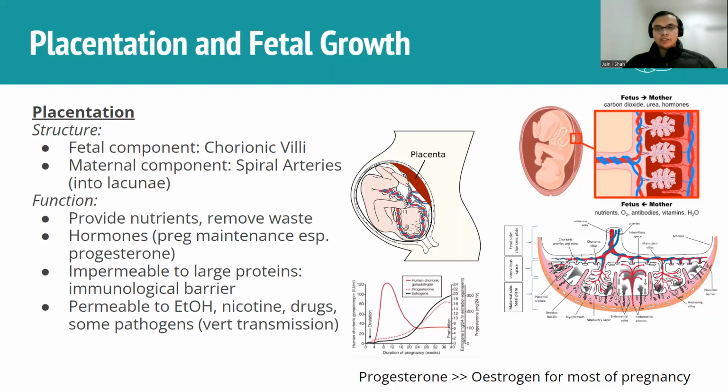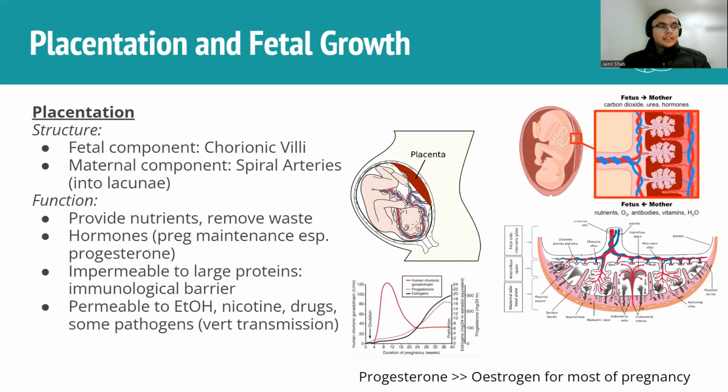So you can see there's beta-HCG, there's progesterone, there's estrogens. And an important thing to keep in mind as well is that during most of pregnancy, the progesterone is actually higher than the estrogen, which is very important because progesterone plays a very important role in driving and also helping with some of the adaptations associated with pregnancy.